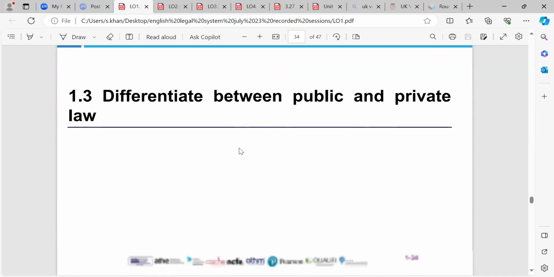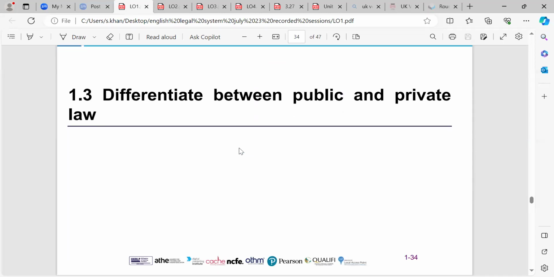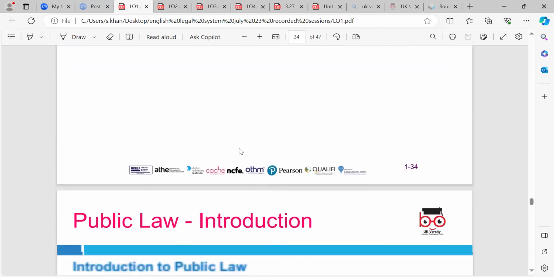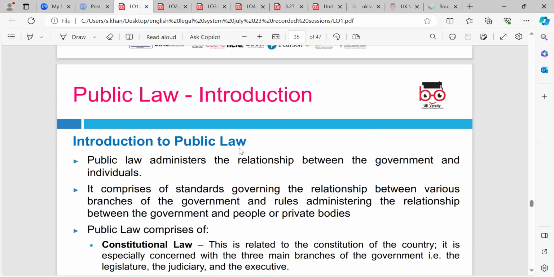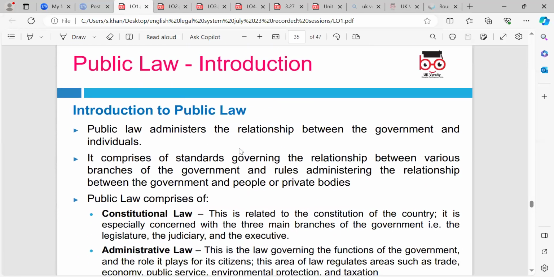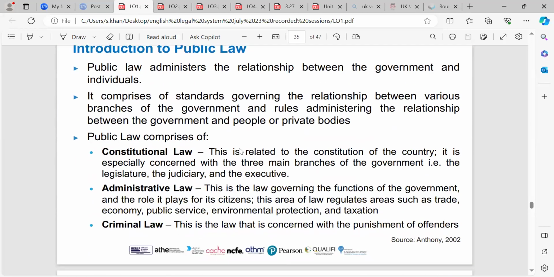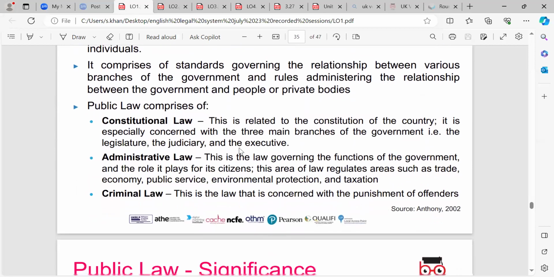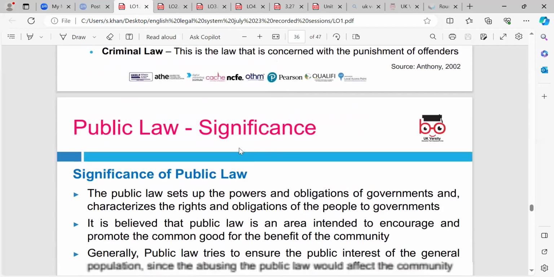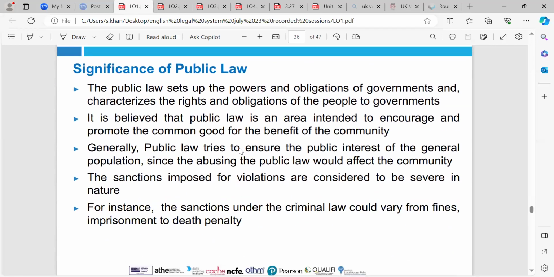We then went on to look at 1.3, which was to differentiate between public and private law and what the difference is between each one. So public law administers the relationship between the government and individuals. It comprises constitutional law, administrative law, and criminal law. We looked at the importance of this and the significance of ensuring that the public interest of the general population is protected.